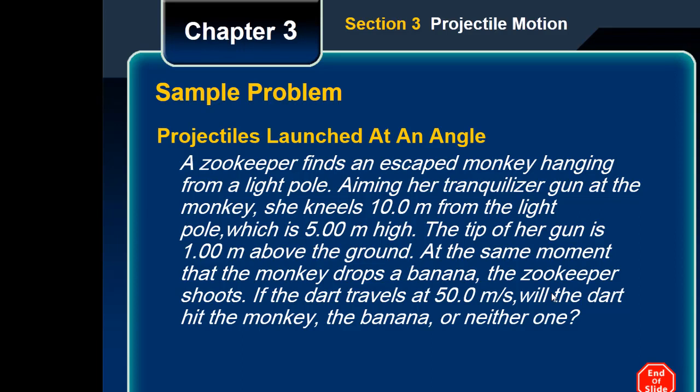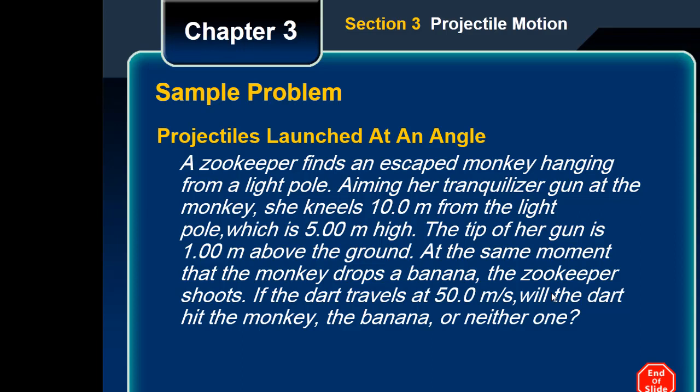So remember, she has a gun, and that gun has a tip, and the tip is 1 meter above the ground. It's like those guns you play with the kids with a ball on it. Whenever you throw it, you have to throw it with an angle to get the ball into the monkey, or to get the shot into the monkey.